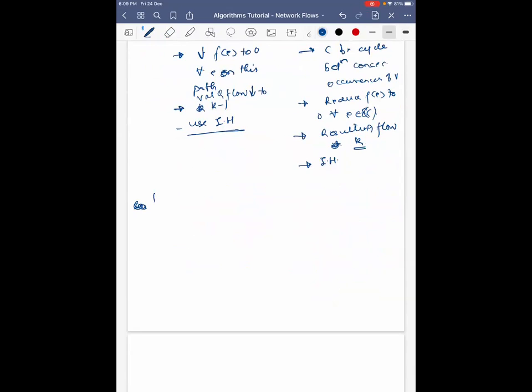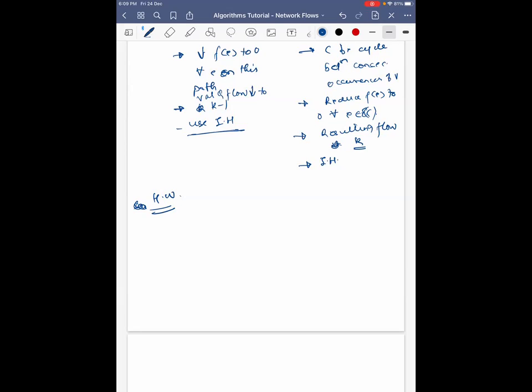This gives us a way to just calculate the maximum matching as well, right? Or no. No, sorry.